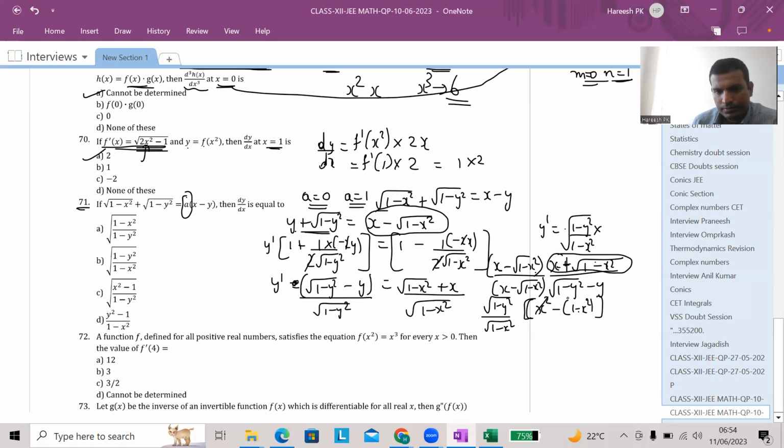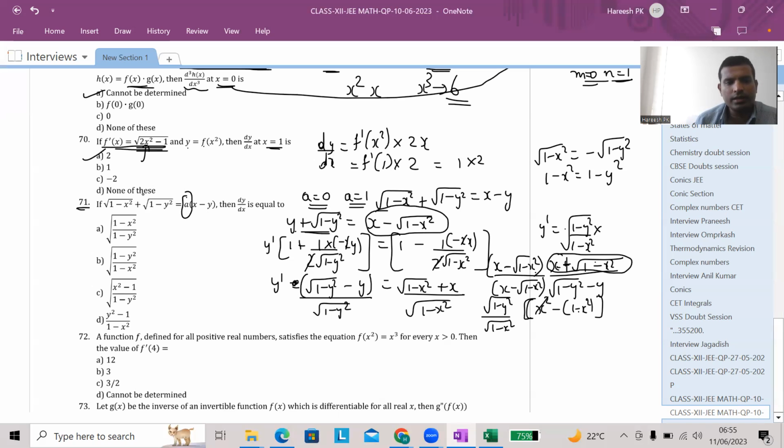And here, let's see if we substitute a as 0. Would that make it more simple? Let's see. So if we substitute a as 0, I'll end up getting root 1 minus x square equals minus root 1 minus y square. So that means when I square on both sides, I'll get 1 minus x square equals 1 minus y square, or x equals plus or minus y.